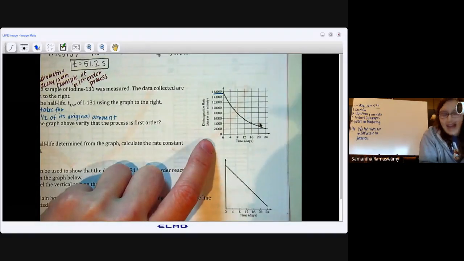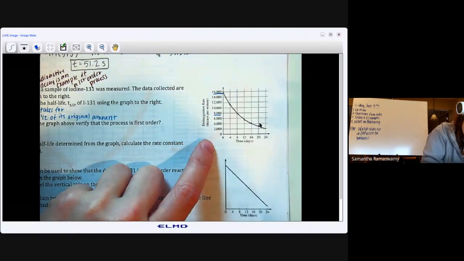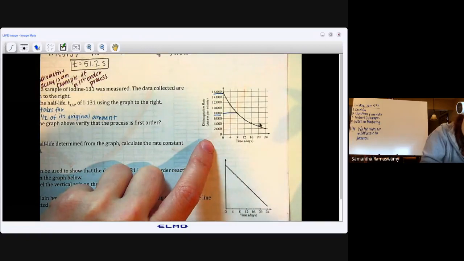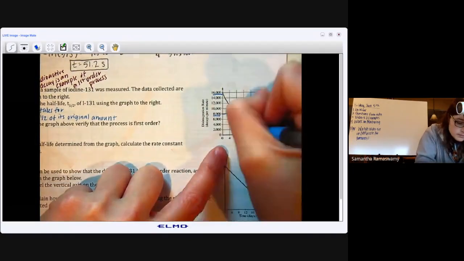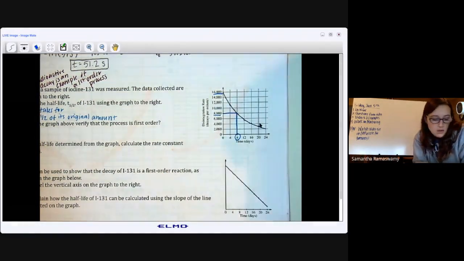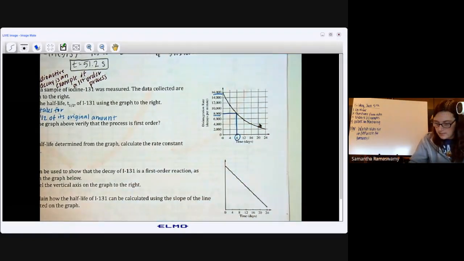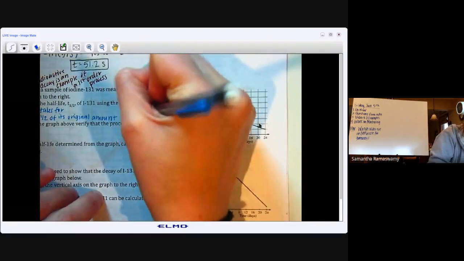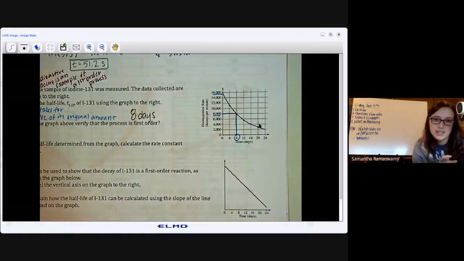So think of half of 16,000 is 8,000. So I'm going to follow 8,000 to the curve. I'm going to follow it down to time, 8 days. Right? So to get to half of the original amount was 8 days. So my answer to part A was 8 days.